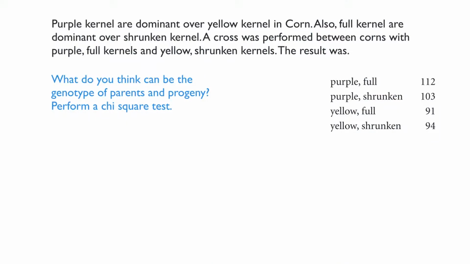So here's a beautiful question. Purple kernels are dominant over yellow. So since purple is dominant, I'm going to represent them by big P and small p. In corn, also, full kernels are dominant over shrunken. So big F and small f. Right? Shrunken is small f.